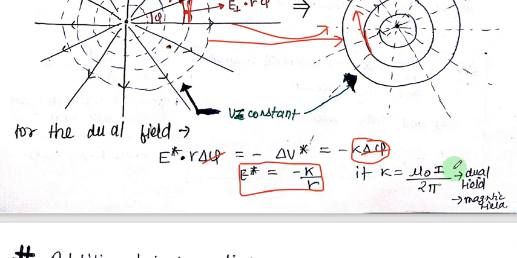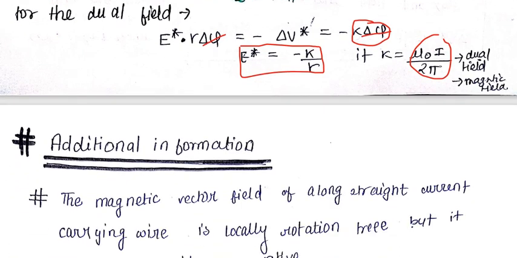So minus K by R, and if K is mu naught I by 2 pi, we will get the dual field, that is the magnetic field. The constant determines what field you choose. If I choose the magnetic field, the constant must be mu naught I by 2 pi.